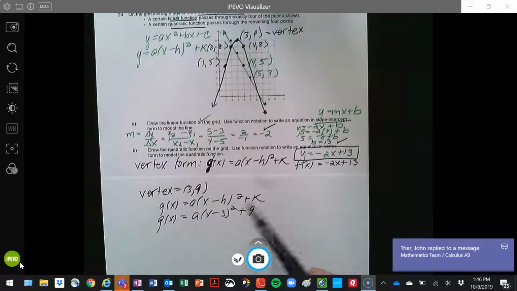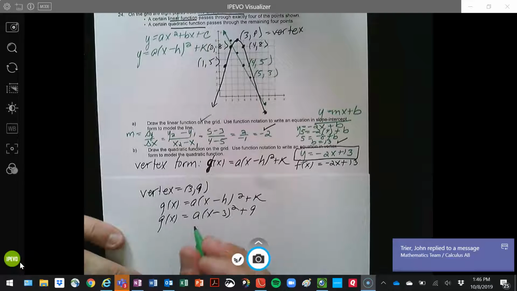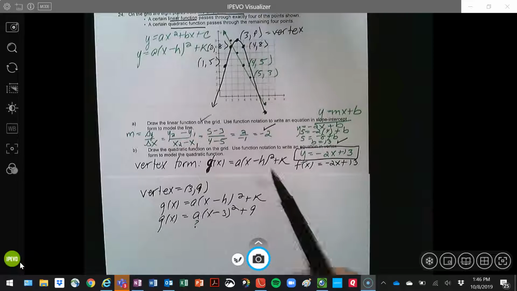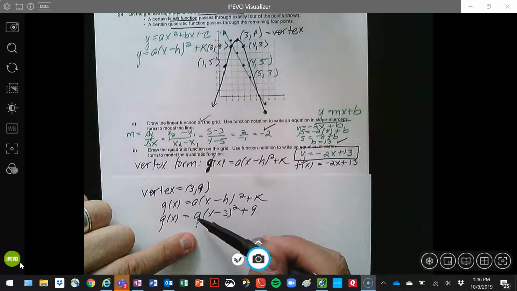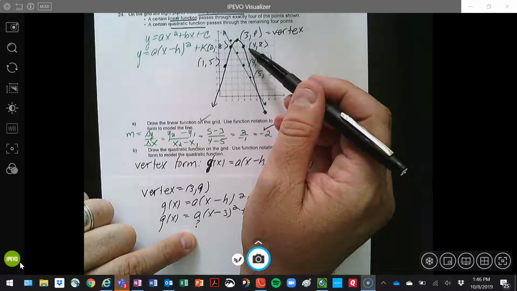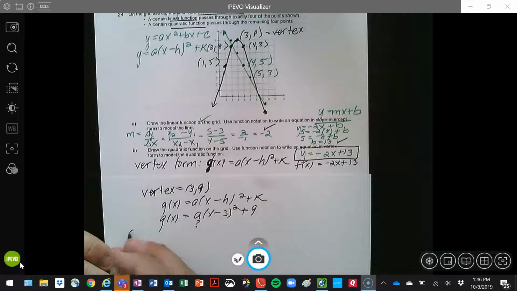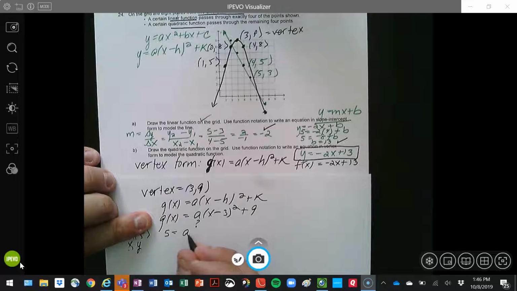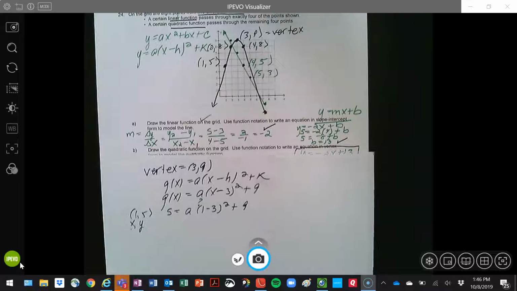That's great. We're not done, and the reason that you're not done is just like before, we don't know what the a value is. The way that you're going to figure out the a value is you need to look at any of the other points that are on the parabola. For example, the point 1, 5. Since that's on the parabola, if x is equal to 1, y is equal to 5 in this equation. So that gets me that 5 equals a times 1 minus 3 squared plus 9.